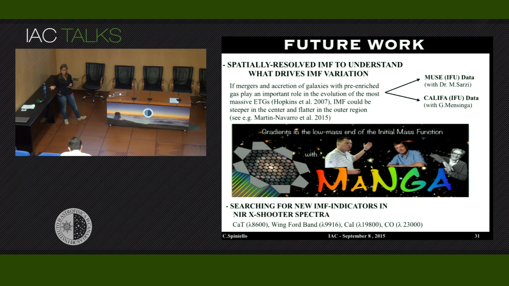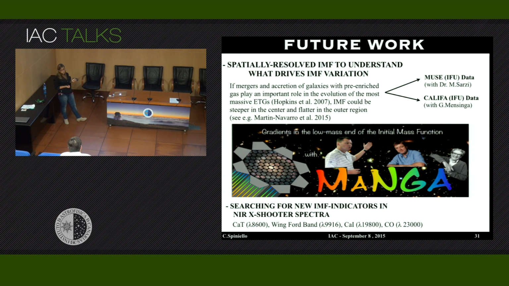This is exactly what Nacho has shown in his papers in 2015, and this is exactly what we observed with MUSE data in collaboration with Marc Sarzi for M87. We observed that the IMF seems to be extremely bottom heavy in the innermost region, and then it declines and goes up to a Kroupa-like IMF at one effective radius. So more work is required, and I think the best way to go is integral field spectroscopy.